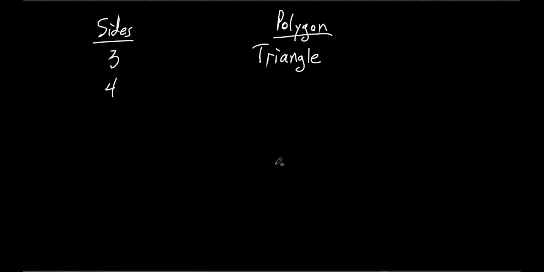All right, let's do this. What about 4 sides? What do you think we call a 4-sided polygon? You would think, right? And it's true that a square is a polygon and it's 4 sides. A rectangle is a polygon with 4 sides. But what if I drew something like this?